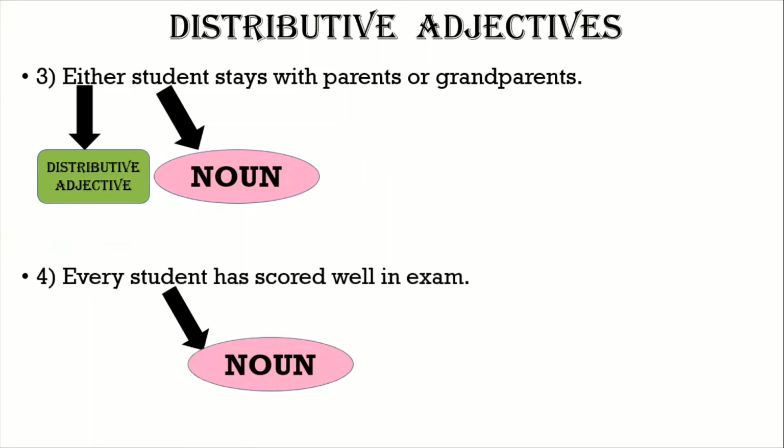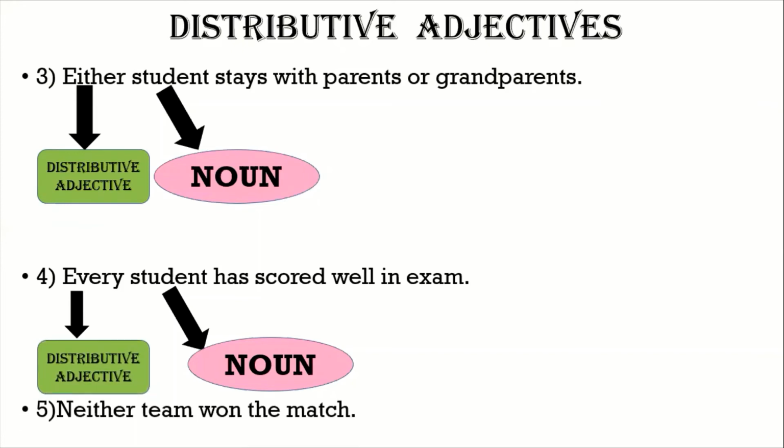Next one, again: every student has scored well in exam. Every student means all the students. Instead of saying all, which is a collective word, here again you're being distributive, separating it and saying every student. So we can say in our school all the students scored very good marks, right? So we can say every student has scored well in exam, meaning each and every one. So again, the word every is a distributive adjective.